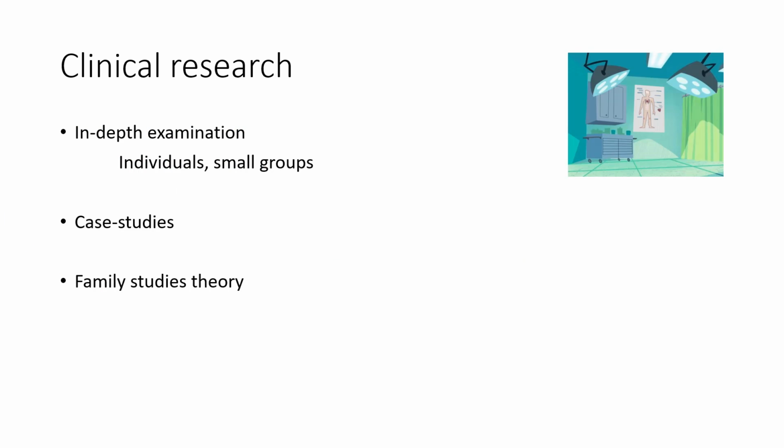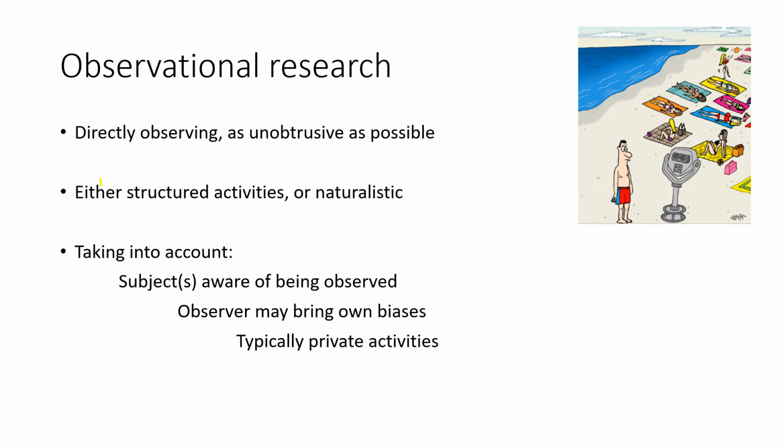Clinical research, looking at in-depth examinations of certain types of maladies, observational research, where you observe people in their natural habitats. And of course, you'd want to be as unobtrusive as possible so that you wouldn't interfere with what their natural behavior would be. And then you would just observe that. This could be through structured activities, and then observe how people perform those, or just in naturalistic environments, taking into account that the subject could be aware that they're being observed, so they could be altering their behavior. The observer could also bring in their own biases, and we're looking at typically private activities there.